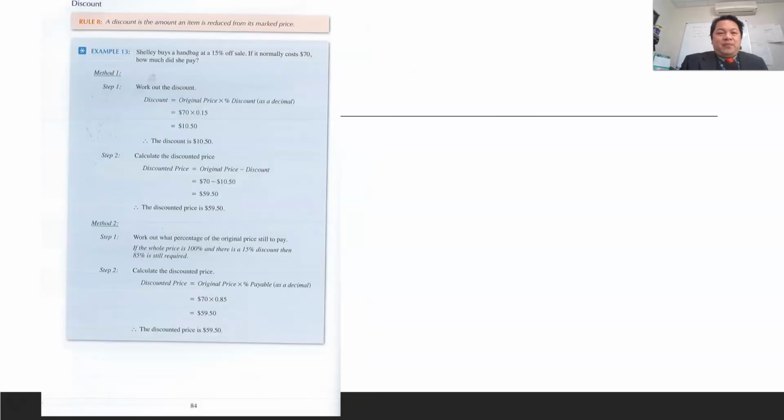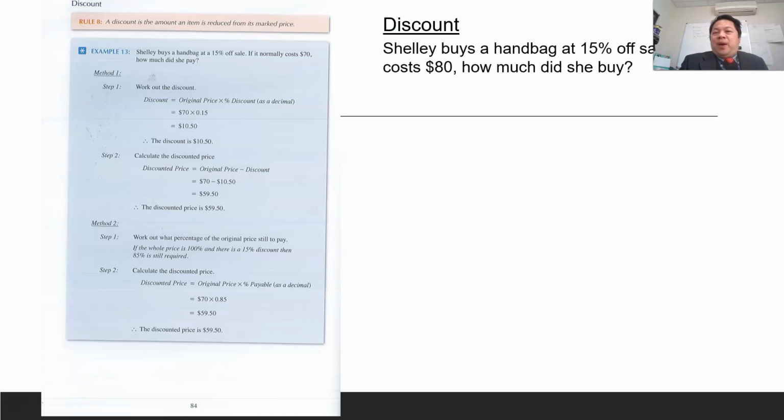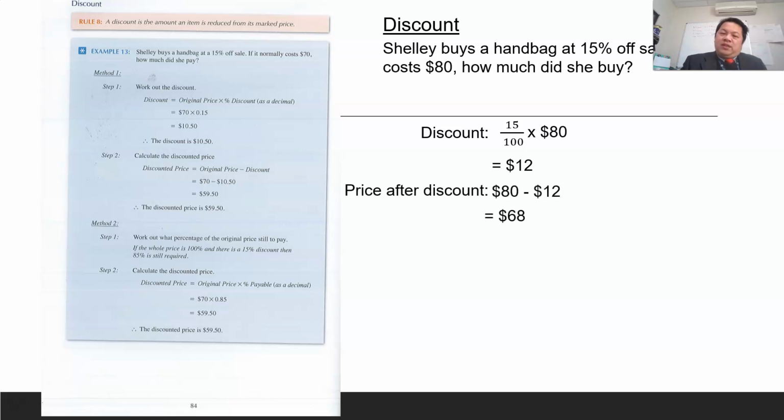Okay. So what about discount? Shelly buys a bag at 15% sale. If it normally costs $80, how much did she pay? Again, what is the discount, which is 15% of $80? So $12 discount. So how much did she pay? Of course it's a reduced price, $80 minus $12, you get $68. So that is the reduced price for the bag.